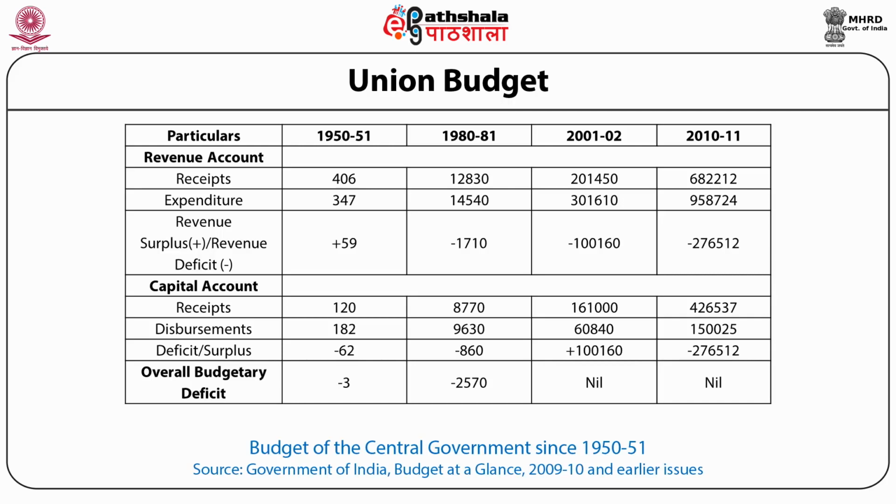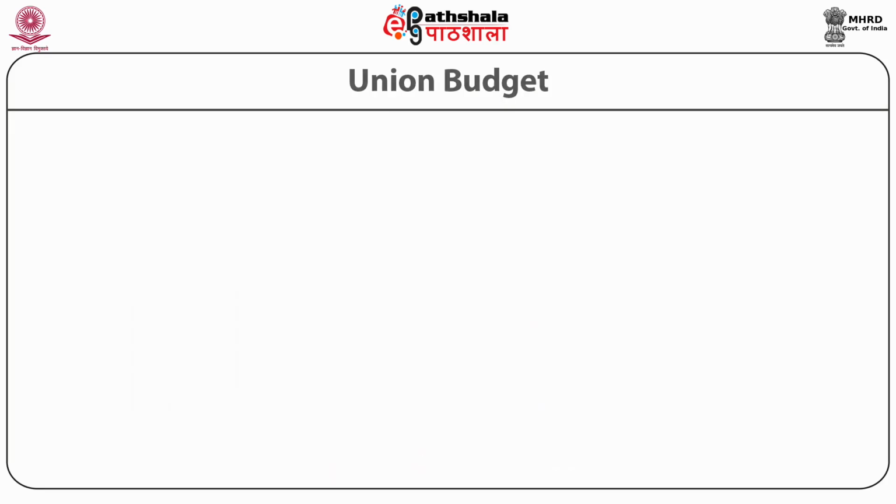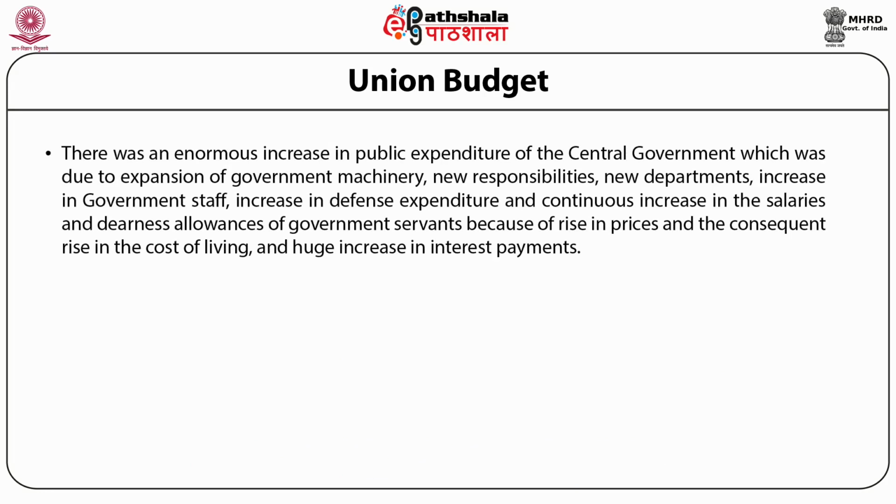Overall, we can say that the budgetary deficit has been increasing ever since we got independence. There was an enormous increase in public expenditure of the central government, which was due to expansion of government machinery, new responsibilities, new departments, increase in the government staff, increase in the defense expenditure, and continuous increase in the salaries and the dearness allowances of the government servants because of rise in prices and the consequent rise in the cost of living, and huge increase in the interest payments.